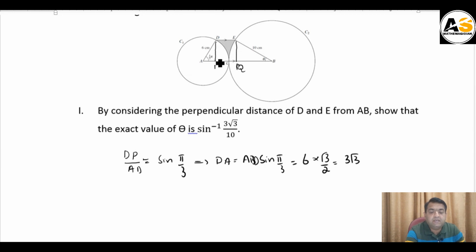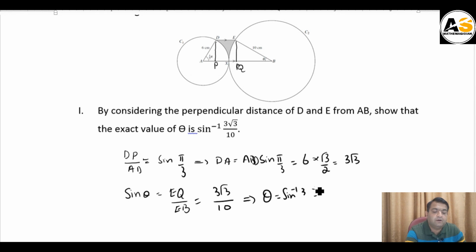This DP and EQ are equal, so EQ will also be 3 square root 3. From here, sine theta is equal to EQ over EB. EQ is 3 root 3 and EB is 10, which further implies theta is equal to sine inverse 3 square root 3 over 10. Part 1 is done.